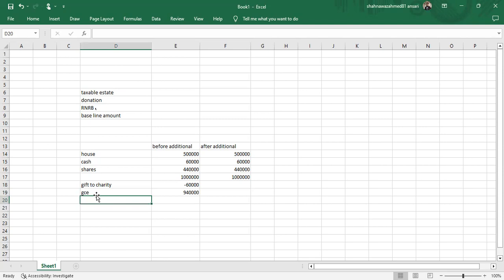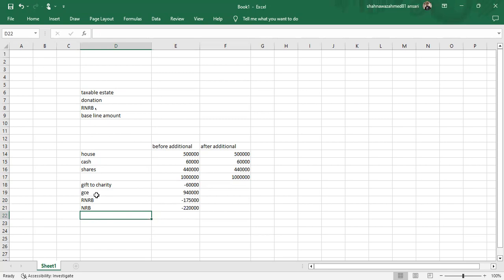Now we need to identify, is there RNRB? Is there NRB? The house was given to the direct descendant, the child. So the value of the house is 500,000 and the RNRB is 175,000. We take the lower of the value of the house and the RNRB, so we get RNRB of 175,000. And the nil rate band available, given in the question, is 220,000. As there is no lifetime gift, we don't apply the look-back 7 years rule here.